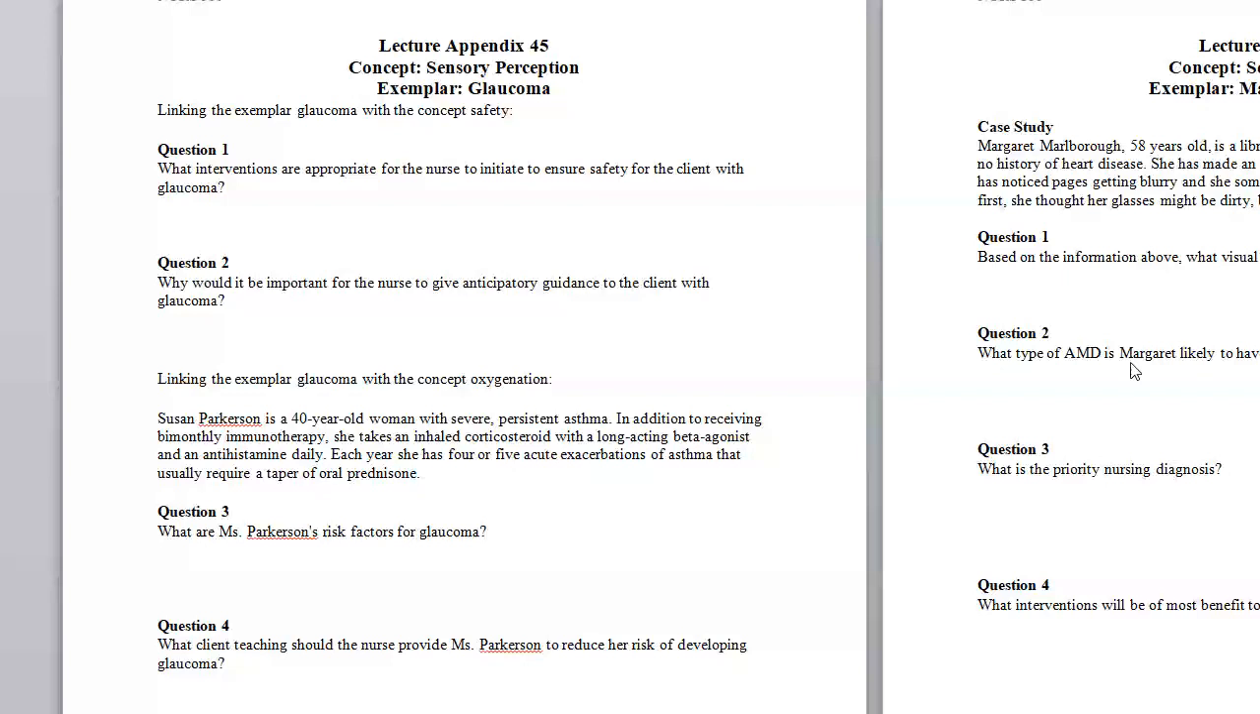because we really would like to avoid her going on any type of steroids, which is obviously needed for the inflammation. But unfortunately, it is a big risk factor of why she might acquire glaucoma. And what client teaching should the nurse provide Ms. Parkerson to reduce her risk of developing glaucoma?